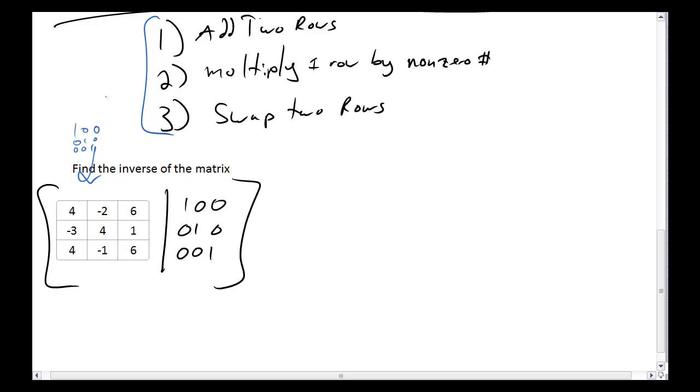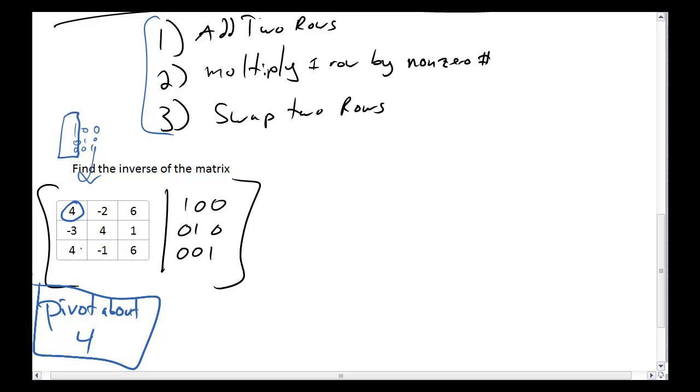So when I'm doing that, the first thing I'm interested in is in this first row, I want the pattern 1, 0, 0. And a way I can get that to happen is if I take this 4 and I convert it to a 1, and then I use row operations to convert this to a 0 and this one to a 0 as well. I would say that I pivot about 4. That's the language your book's going to use. So I'm pivoting about the 4, in particular the 4 I've just circled, the top 4.